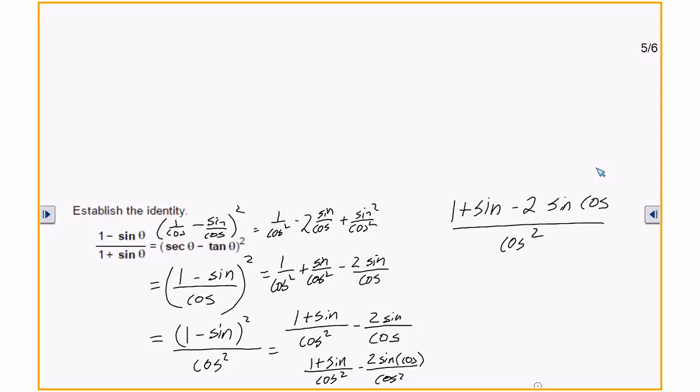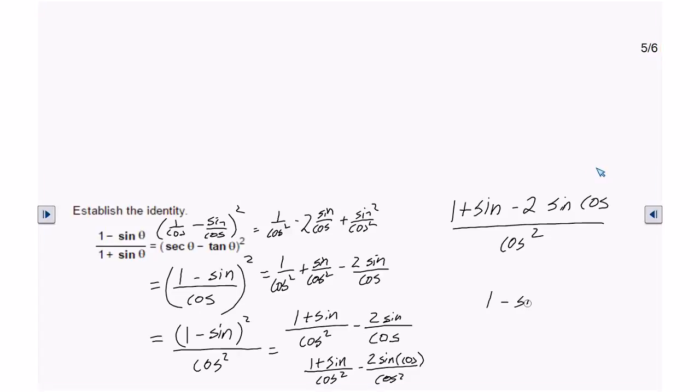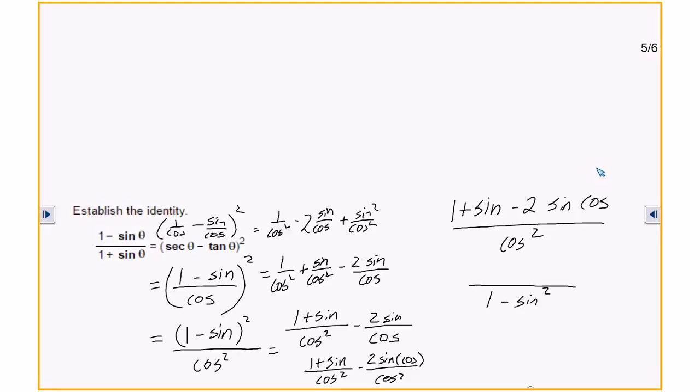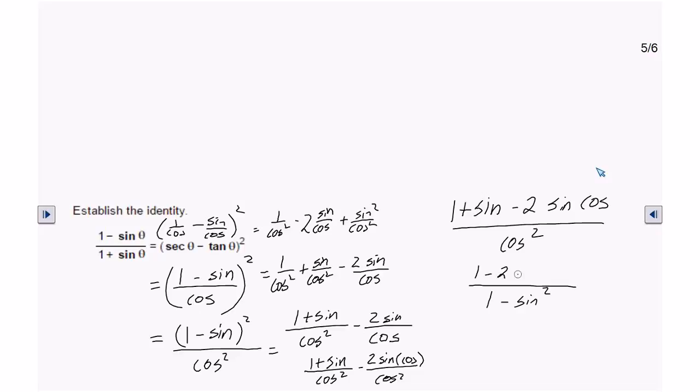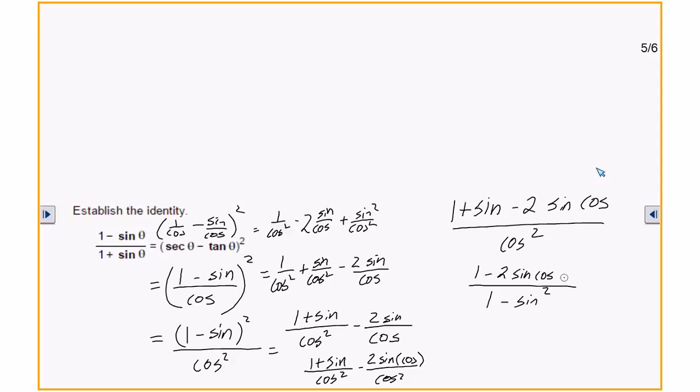We could say the cosine squared is equal to what? The Pythagorean, 1 minus sine squared. Cosine squared would be 1 minus sine squared, so that'd be 1 minus sine squared on the bottom. And up here, 1 minus 2 sine cosine plus a sine. That's not going to work. That's not going to do anything.